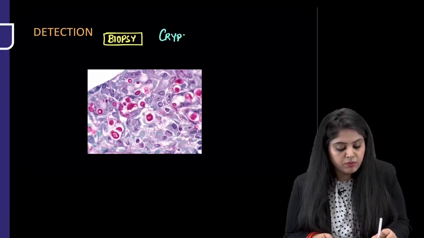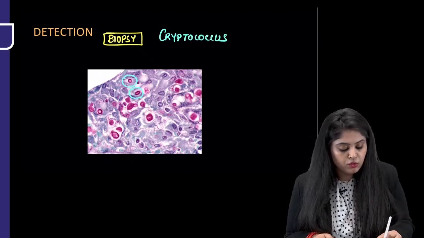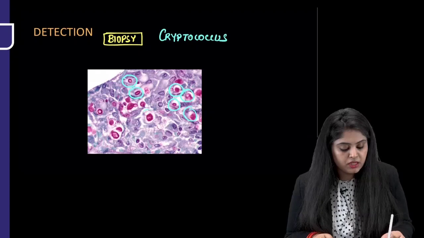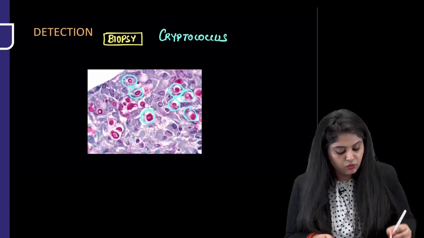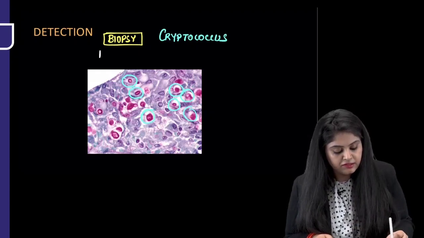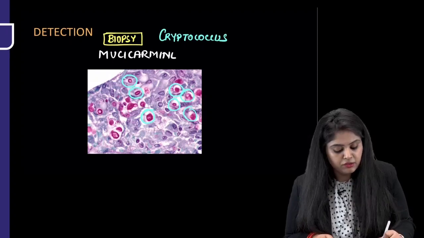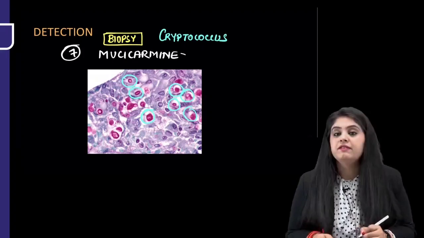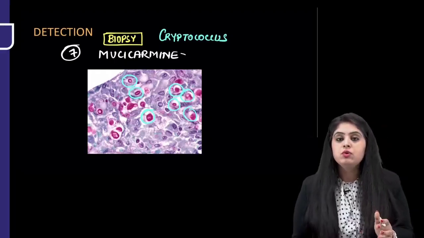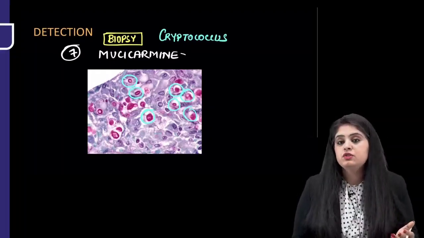For the same cryptococcus, I won't be using India ink. I will be using this nice rose, reddish, pinkish color stain, and that is known as Mycology. This stain is referred to as Mycology. So that is the 7th stain that you have done. Remember, for cryptococcus, reading what sample has been given to me is very important.